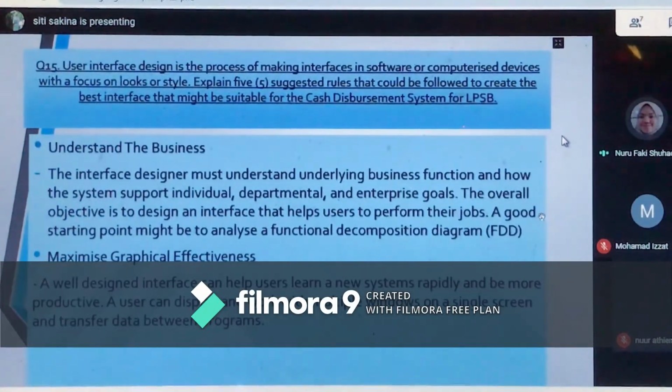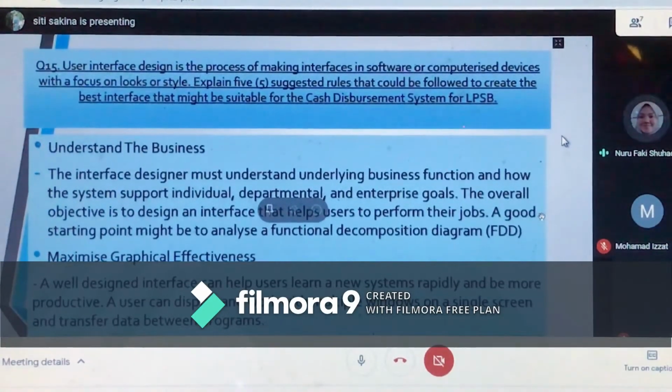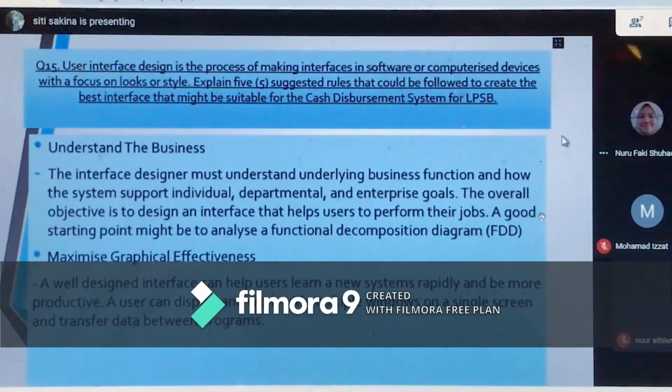First, understand the business. The interface designer must understand the underlying business function and how the system supports individual, departmental, and enterprise goals. The overall objective is to design an interface that helps users to perform their jobs. A good starting point might be to analyze a functional decomposition diagram or FDD.